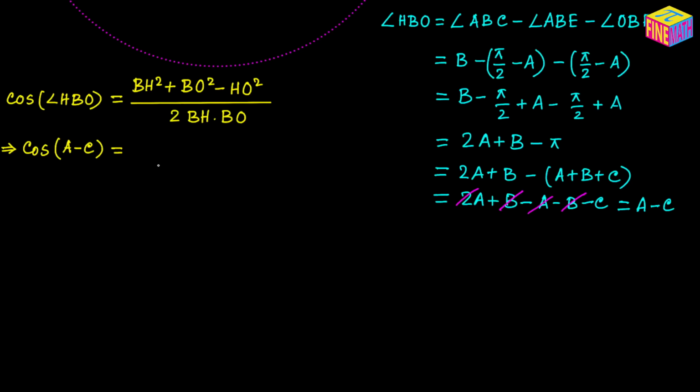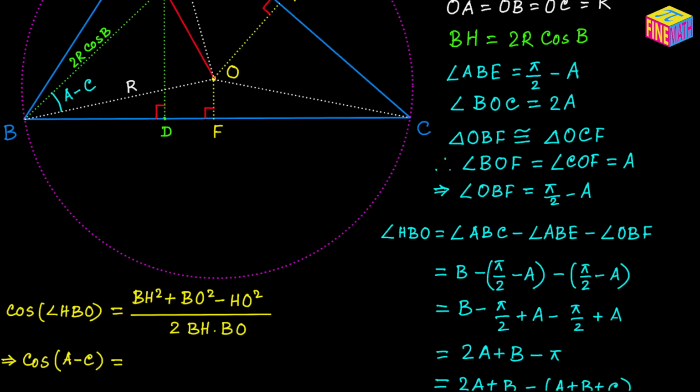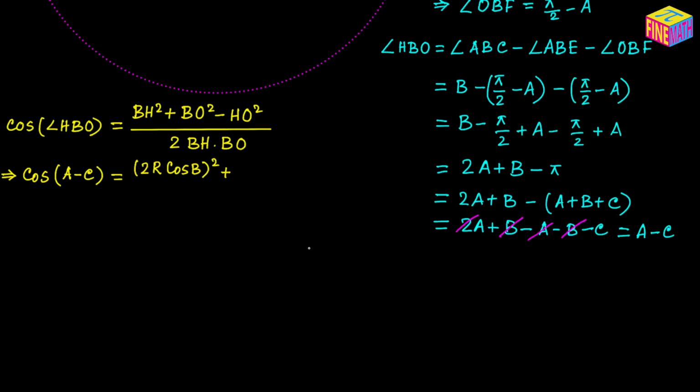Now what is BH? Well, BH is actually 2 times R times cosine of B, and then BO squared. BO is actually the circumradius, that would be uppercase R, so that would be R squared there, and then minus HO squared. I'm going to keep that as is. That's the value we have to derive eventually, and all of that over 2 times BH, which is actually 2 times R times cosine of B, and then times BO. BO is actually uppercase R.